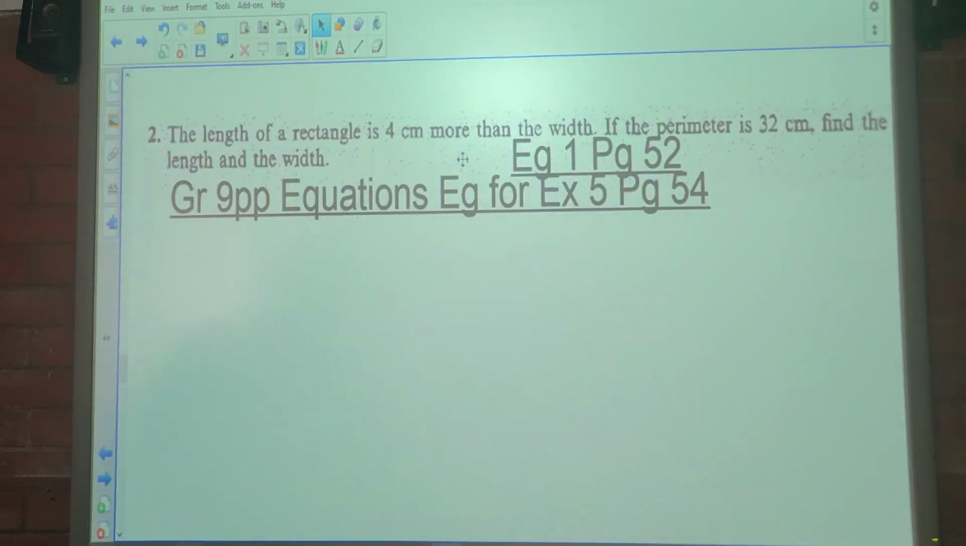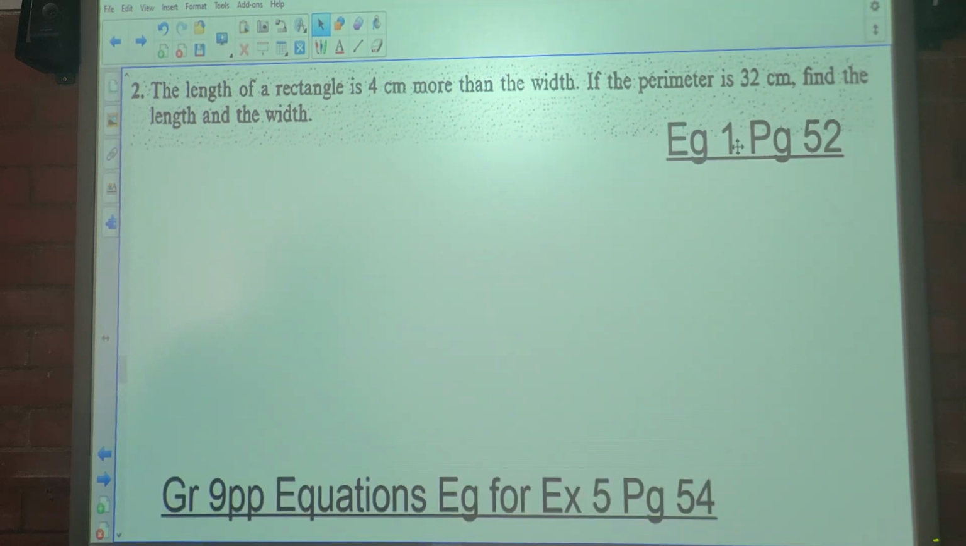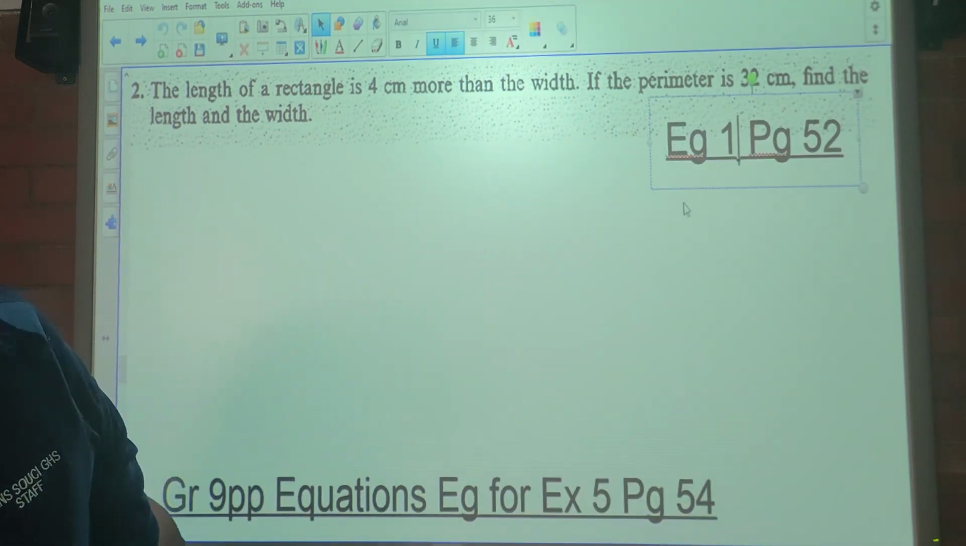Let's go with number 2. Am I moving too fast? Okay. Number 2 is on page 53.